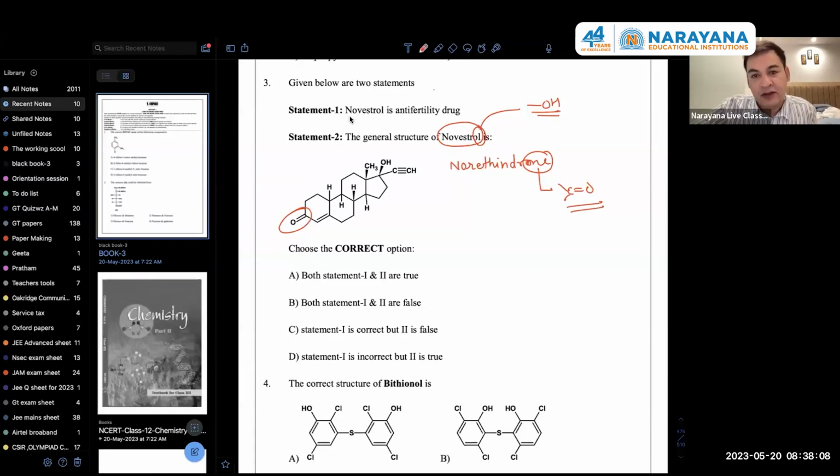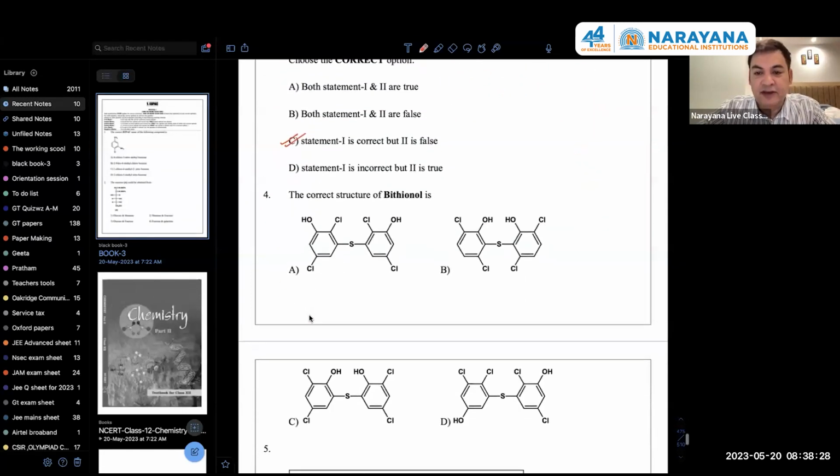So novestrol is an anti-fertility drug, that is okay, but the structure is wrong. This is a ketone, so this is norethindrone. If it is novestrol, then it will have a benzene ring with a phenolic OH. Right. So option C is the correct answer. Very good here. Good job.